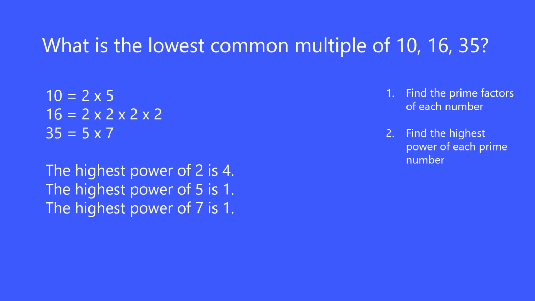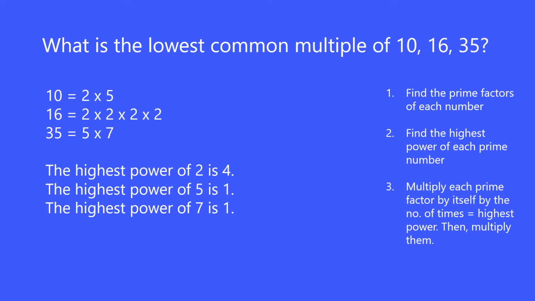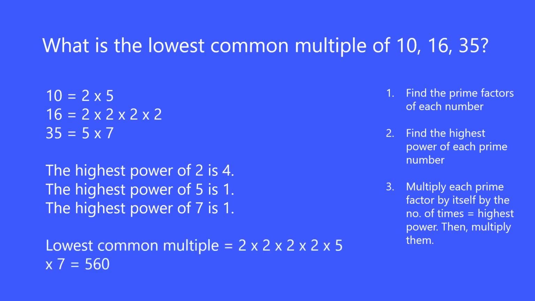Let's multiply each prime factor by itself by the number of times equal to its highest power. The highest power of 2 is 4, so multiply 2 by itself 4 times. The highest power of 5 is 1, so multiply 5 once. The highest power of 7 is 1, so multiply 7 once. And we get 560, so the lowest common multiple of 10, 16, and 35 is 560.